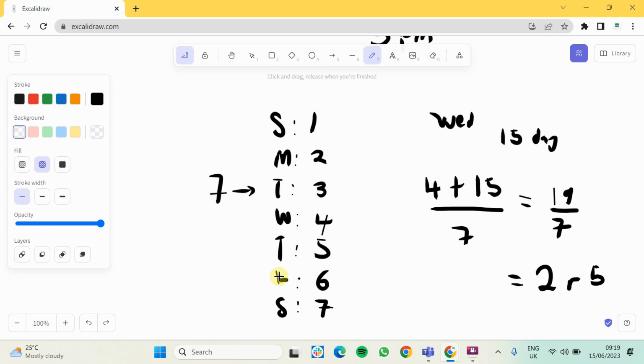So you can see the application here. You don't have to disturb yourself, because you know it's going to keep on wrapping around. Just add the number of days and divide it by the modulus, in this case 7. The remainder will tally with the particular day that is going to be after 15 days.